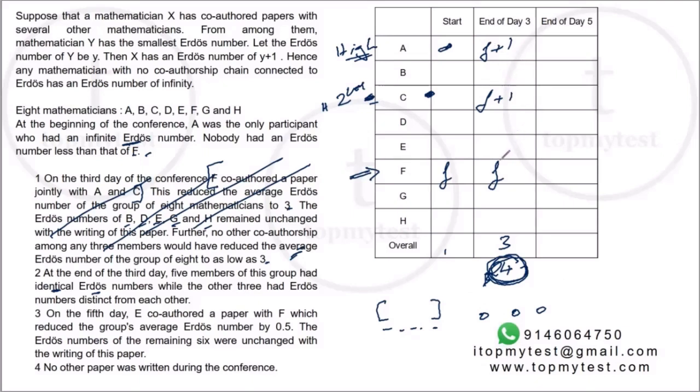Now what can the identical numbers be? A and C have the same number, right? So they cannot belong to the group of 3 different people. They have to belong to the 5, right? So all of them will have F plus 1. So at the end of day 3, you'll have 5 people with F plus 1 as their Erdős number.